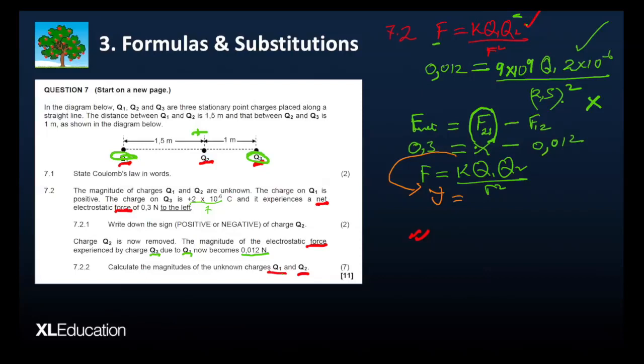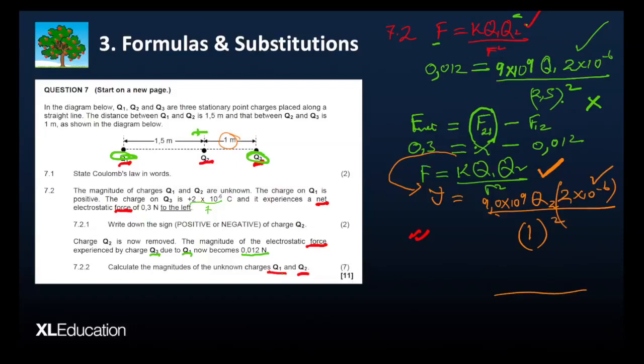Let me do this so that I can have space. Okay, fine. So F is equal to k, 9.0 times 10 to the power 9, then Q2 is what you want. We don't know it. And Q3, we know it's 2 times 10 to the power minus 6, like this. Then everything over the distance between the two, which is 1 meter, over 1 squared. So now you have another mark for the formula, another mark for the substitution. Then you will get your answer for getting those ones.